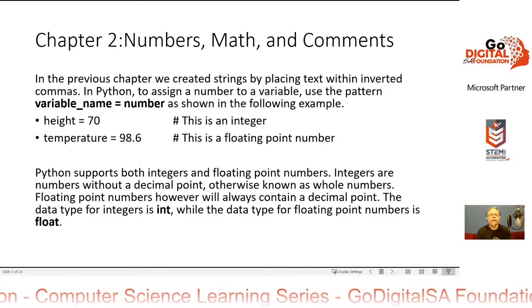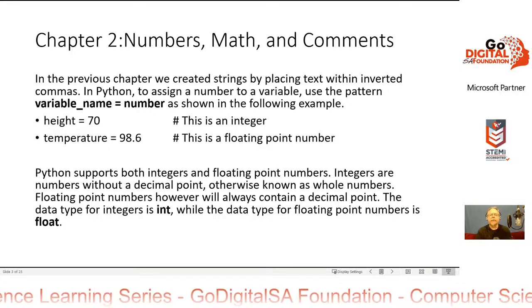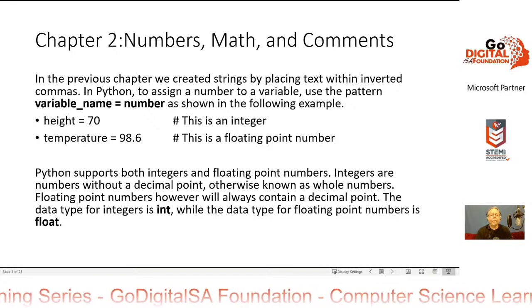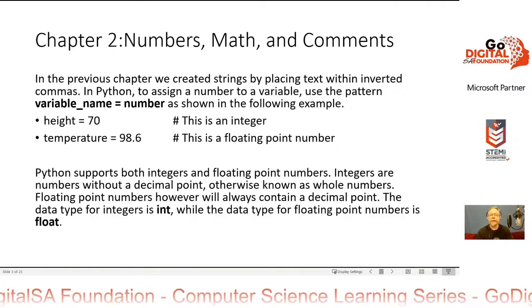Integers are numbers without a decimal point, otherwise known as whole numbers. Floating point numbers, however, will always contain a decimal point. The data type for integers is int, while the data type for floating point numbers is float.